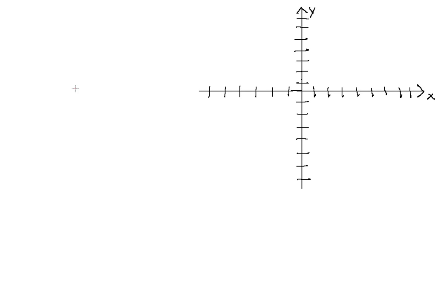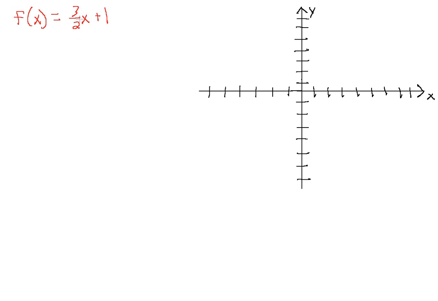In this section, we'll be graphing linear functions. So let's go ahead and get started. Let's say we want to graph the linear function f of x equals 3 over 2 times x plus 1. All right, so we want to graph this thing.